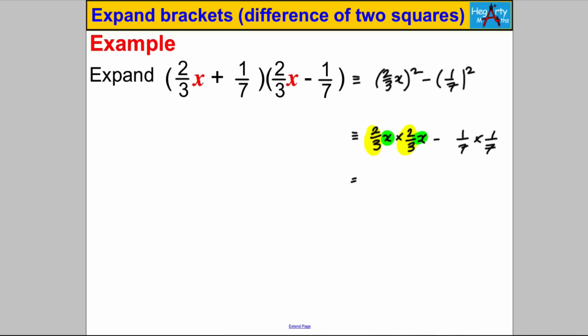2/3 multiplied by 2/3 is 4/9 x squared. Take away 1/7 multiplied by 1/7. 1 times 1 is 1. 7 times 7 is 49. And there you go, we are done.